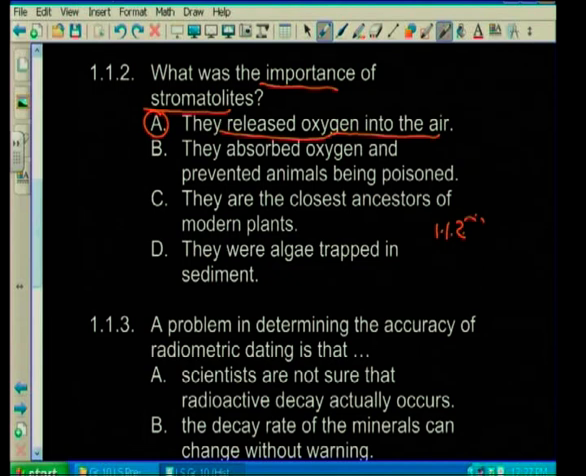1.1.12 is going to be A. Right, oxygen is very, very important. Remember, do not light illegal fires to burn down the dry grass.